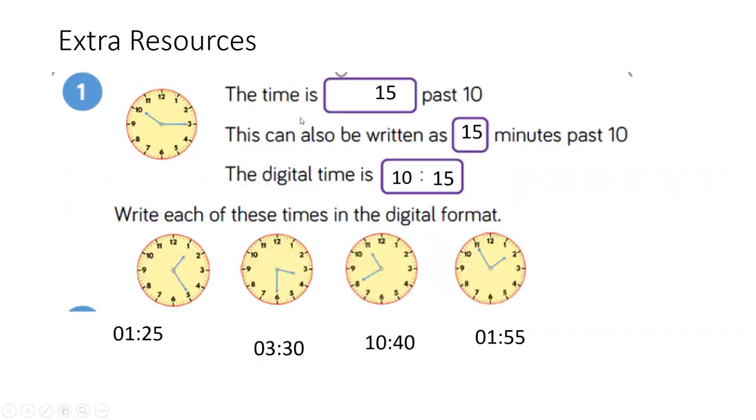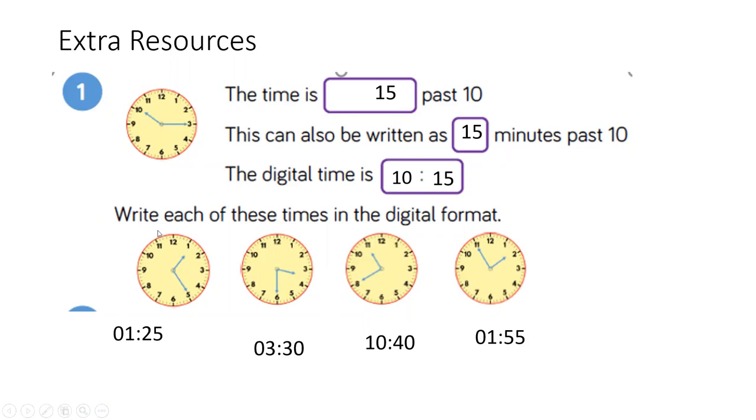So question one, look at this. So the time is 15 minutes, because that's the hour hand, that's the minute hand, 3 lots of 5, 15 minutes past 10. Which can also be written as 15 minutes past 10. The digital time, so if we're turning that into digital, would be the hour first, 10, and then how many minutes? 3 times 5 is 15.